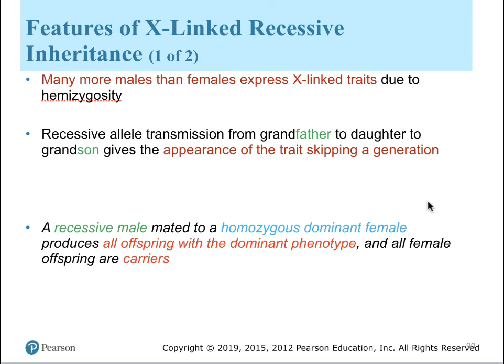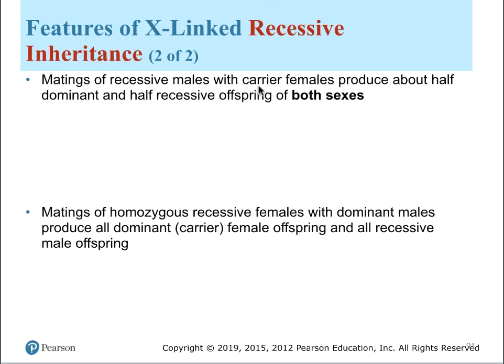And as we've already seen with the fruit flies, a recessive male, when mated to a homozygous dominant female, produces all offspring with the dominant phenotype. But the females are carriers. Carrier females, when mated with recessive males, will produce about half their offspring carrying the dominant condition and half carrying the recessive condition for both sexes.